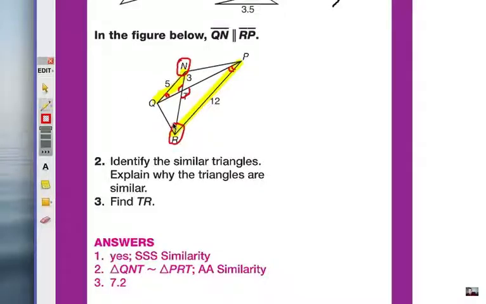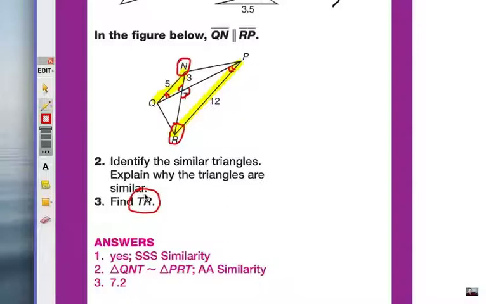Alternate interior angles. Now notice how we are kind of twisting it around. This angle congruent to that angle. This angle congruent to that angle. So that's why we name them in that direction. And that's called AA similarity. We actually do have three angles of one triangle congruent to three angles of the other, but you only need two to have similarity. And number 3, 7.2, finding TR.